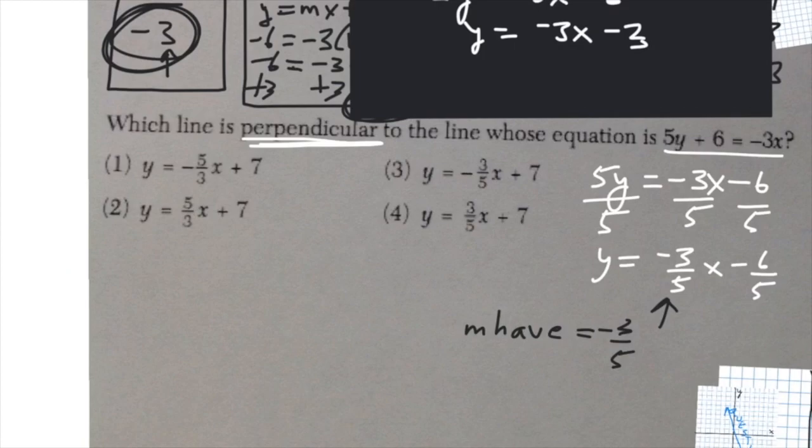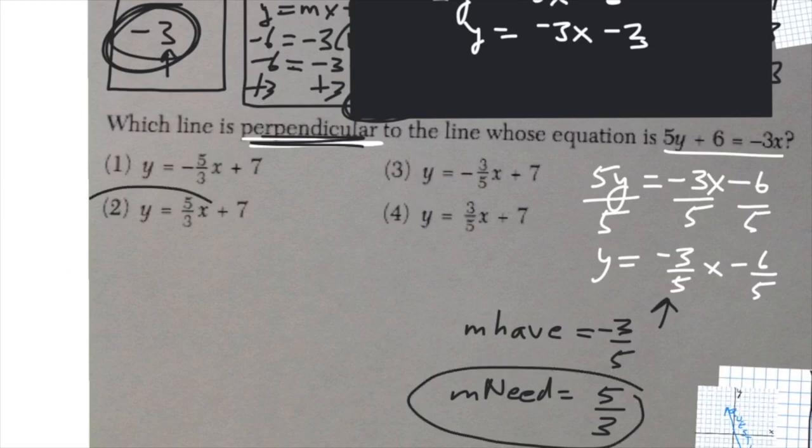If I was looking for something parallel, it would have exactly the same slope. But I'm looking for something that's perpendicular, so the slope that I need has got to be the same numbers flipped, but with a different sign. So negative reciprocals, 5/3. And this is the answer. There's only one of them that has 5/3 as the slope.